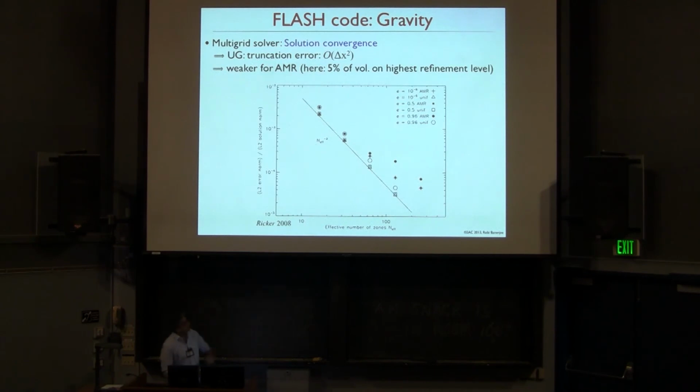Oh yeah, this refers to the Maclaurin spheroid setup, and E is the eccentricity here. So he tested different eccentricities. This is essentially spherical, and it becomes more and more cigar-shaped here.